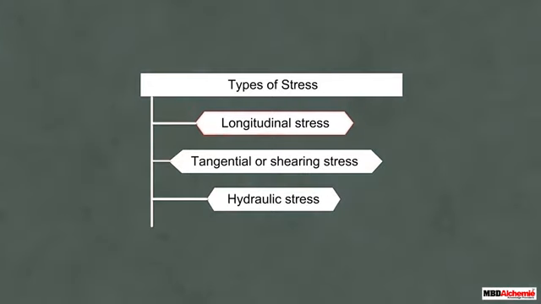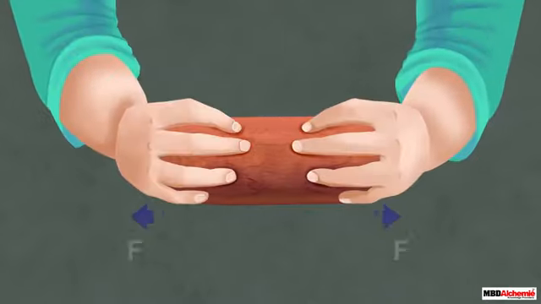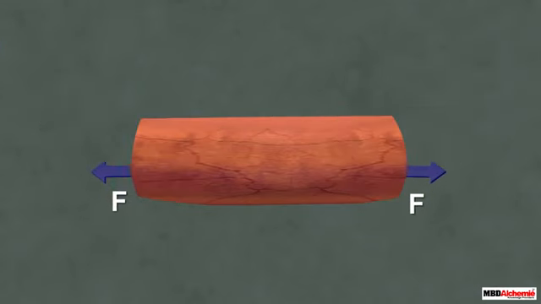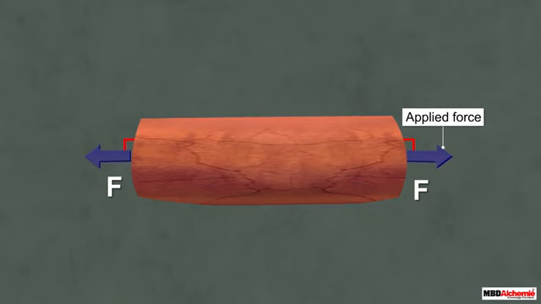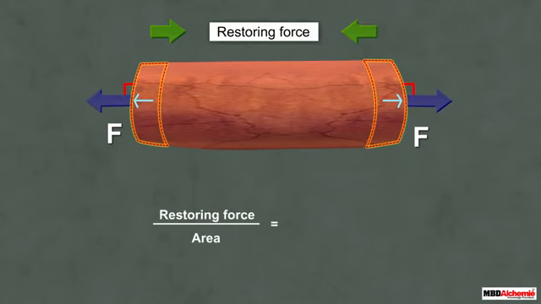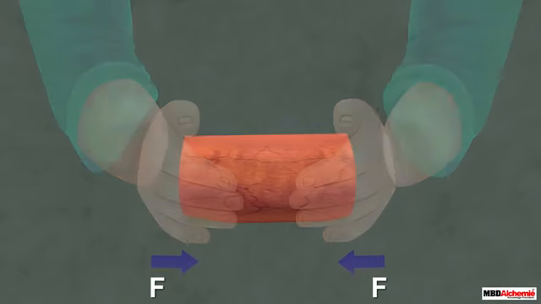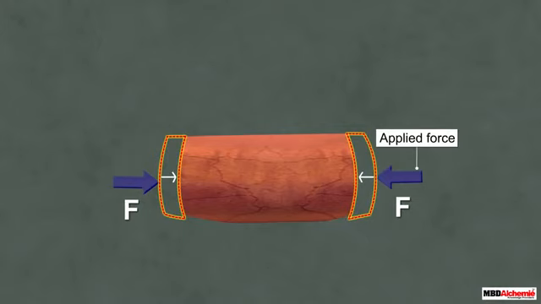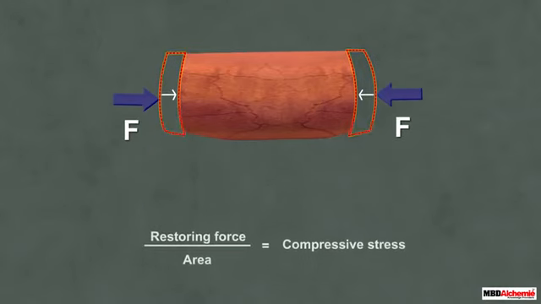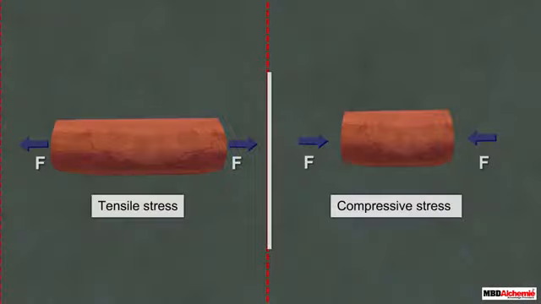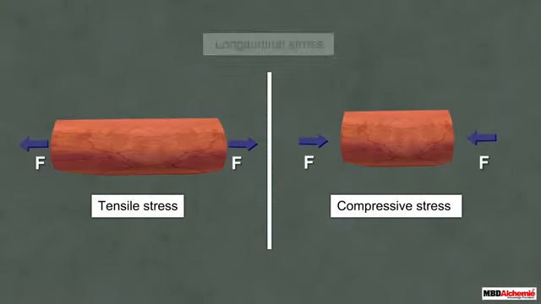Let us do an activity to understand the longitudinal stress. Take a cylinder made up of clay and stretch it from its two ends so that the applied forces are normal to its cross-sectional area. You will observe that the length of the cylinder has increased. In this case, the restoring force per unit area, that is stress, is called tensile stress. Now take another cylinder of clay and compress it from both the sides. In this case, the length of the cylinder has decreased and the stress in this case is called compressive stress. Tensile stress and compressive stress are known as longitudinal stress.